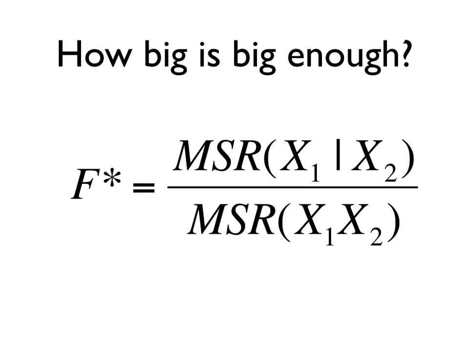So F star is mean squared regression for x1 given x2. That's extra variance divided by the total amount of variance. So in other words, it's this, oh, it's gone now, but it's that extra bit. That's all it's calculating, and is it significant? That's what F star is. And then when F star gets below a certain threshold, it says, nope, done, here's a model. Enjoy.